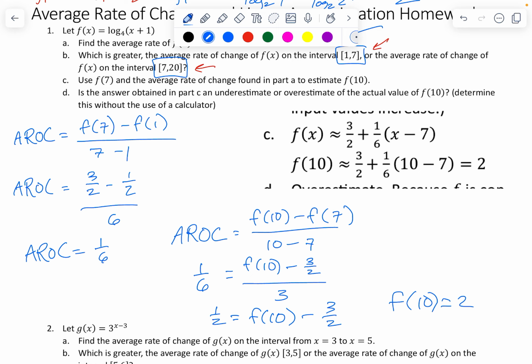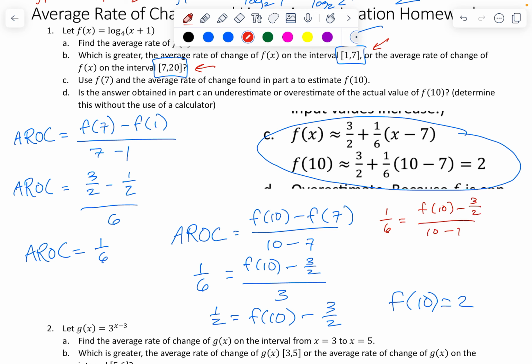What does he do? He takes the average rate of change times 10 minus 7. I've seen this sort of pattern in other places. Okay, hang on. We were basically saying 1/6 is equal to f of 10 minus f of 7, which was 3/2, over 10 minus 7. So then he multiplied 1/6 times 10 minus 7, and then we add 3/2, which is equal to f of 10. Does that match what we have there? 3/2 plus 1/6. Yes, okay.